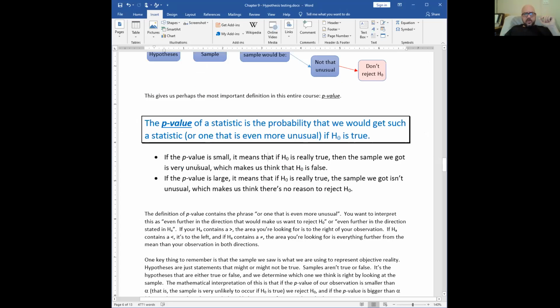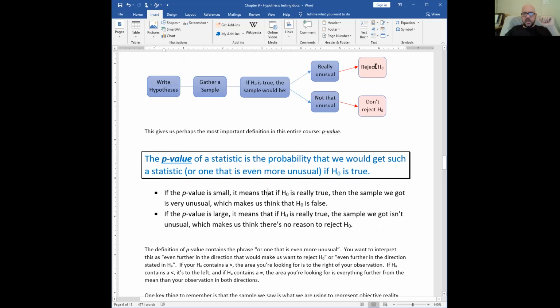So the reason small p-values cause us to want to reject the null hypothesis is the idea that the probability we just found is essentially how likely it is that we would find such a statistic by random chance if it was actually the case that the null hypothesis was true. That's one way you can think of the p-value. It's the probability that we would see the statistic that we saw by random chance if the null hypothesis is true.